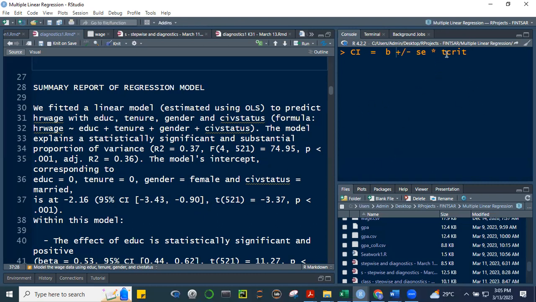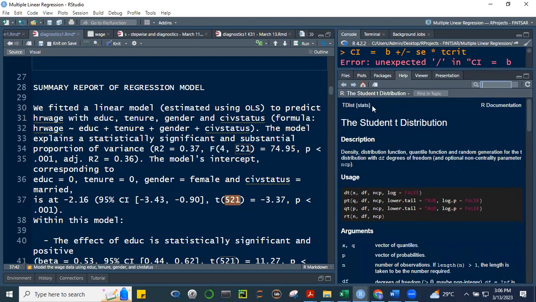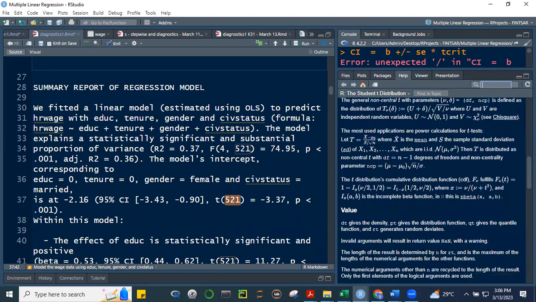Okay, so let's show that indeed this is negative 3.43 and negative 0.9. Before we compute for this, we have to know the t critical. We know the degrees of freedom to be 521. That's n minus k minus 1. N is 526, minus k, which is 4 predictors, minus 1 to compensate for the degree of freedom lost for computing the intercept. So that's 526 minus 4 minus 1, that's 521. So we just need to compute the t critical, and in R that's very easy. Just use the qt function. Let's run that. This comes from the stats package, the t distribution. So what's qt, class?